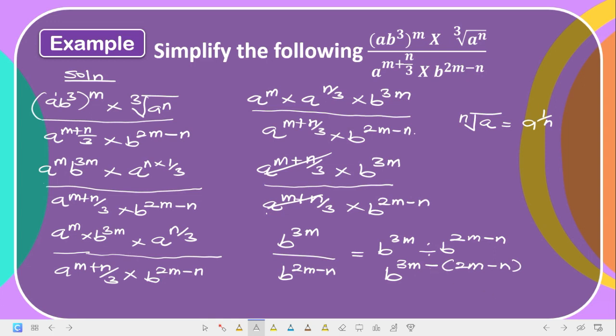So if this is opened, you have b to the power of 3m, minus 2m times minus is what? Plus n. And this becomes b to the power of 3m minus 2m, which is m plus n. And that is the solution to that question. So just to say that when b is going upward, the basis will turn to negative. No, this one, it didn't go upward. Are you getting it now?